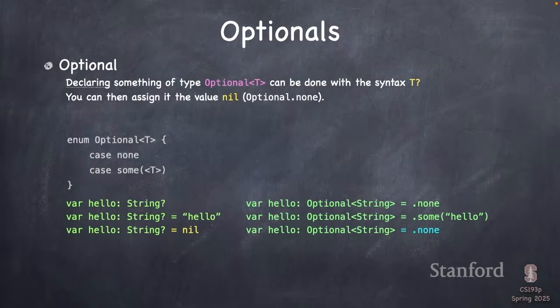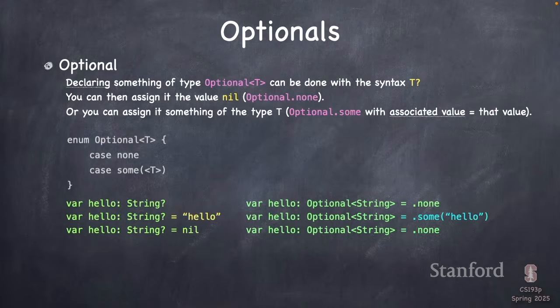But we use nil because nil has a special place in the hearts of computer programmers. We know nil pointers. This feels like that, so we're using nil. But you could say dot none as well. That would work. And then if you want to put it in the some state, then you just give it the associated value. If I say hello string question mark equals hello, then I get optional string equals dot some of hello. So now it's in the some case with the associated data that I gave it.